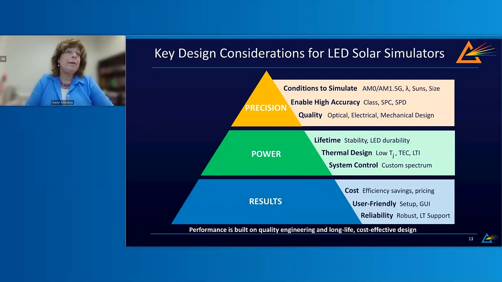Next is power. This is the engineering backbone, really, of the system. It includes lifetime, stability, and thermal management, which is very important in terms of keeping junction temperature low, making long lifetime. System control matters as well. So being able to create custom spectra depends upon high quality electronics. Finally, at the base, we have results. So what the user, you, actually experiences: reliable performance, intuitive setup, easy calibration, and long-term cost effectiveness.